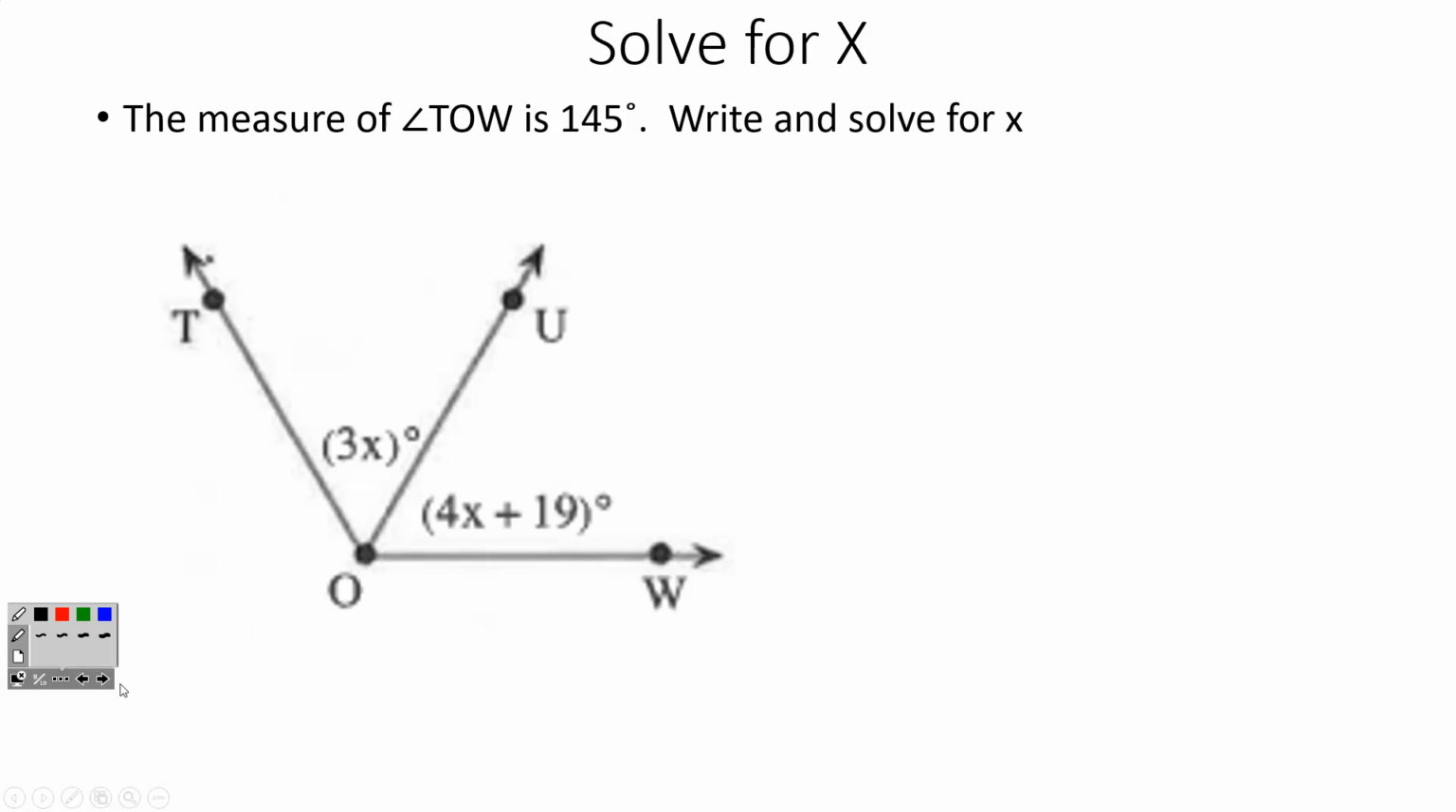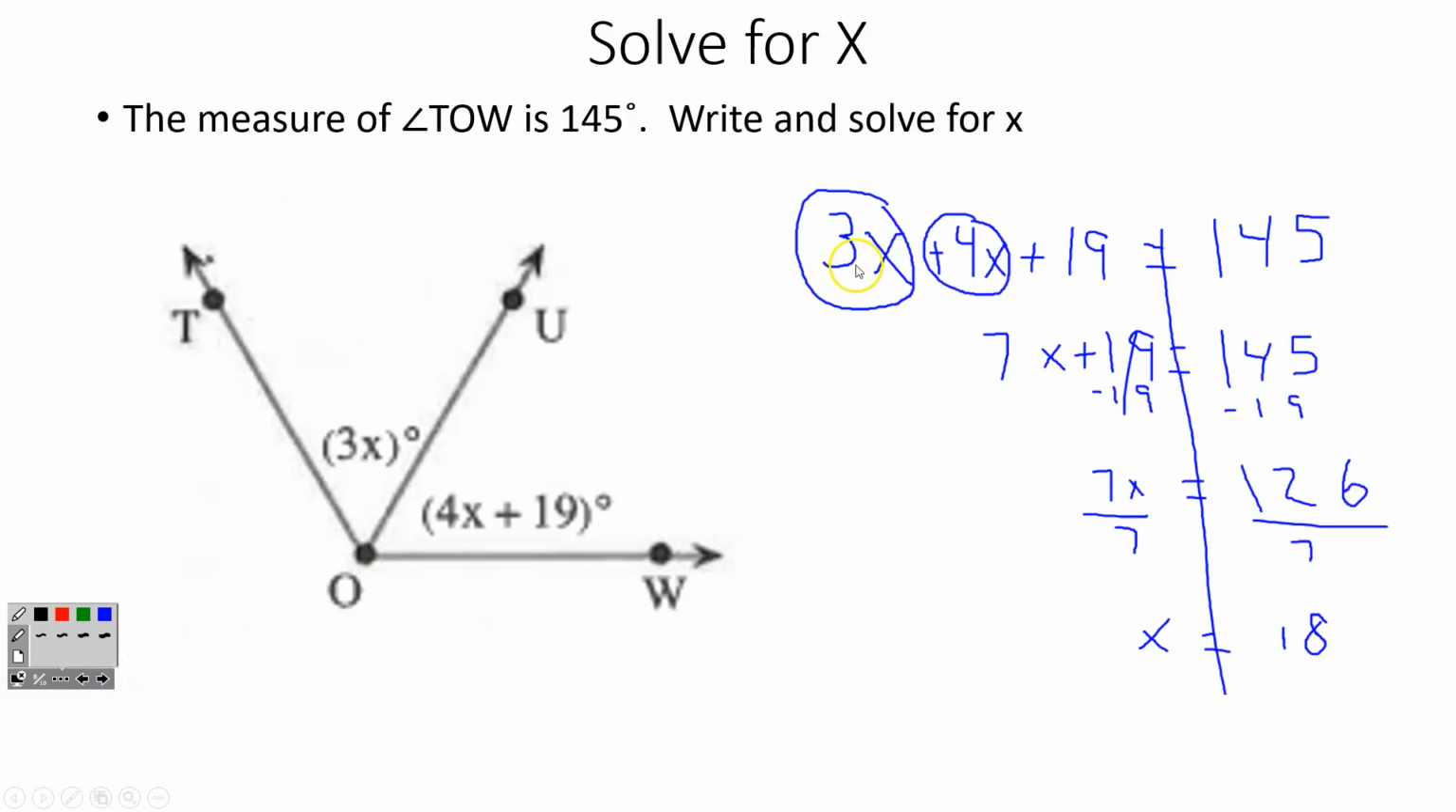Okay, so because these angles are adjacent, right next to each other, we're going to add them together. So we're going to take our 3x from this angle and add it to the 4x plus 19 for that angle. Up here, it said that that whole angle measured 145, so we're setting it equal to 145 degrees.